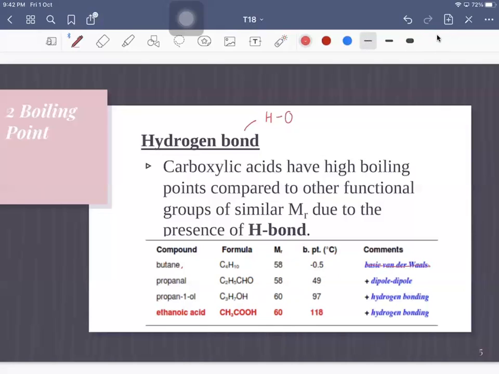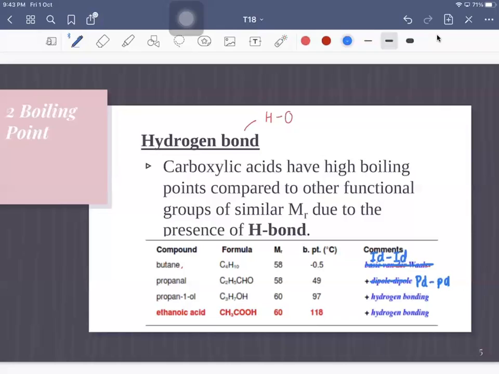Whenever you see van der Waals, you can just change it to ID, because van der Waals is the old name for ID. Okay, so I try to avoid that. Propanol does not have, okay, I'll cancel that as well. It doesn't have a hydrogen bond.